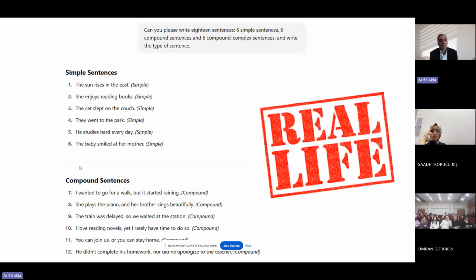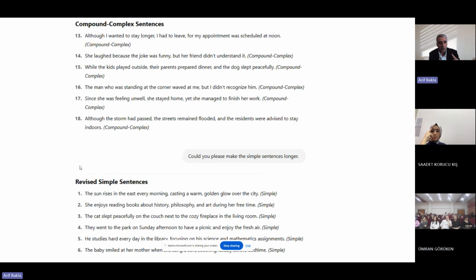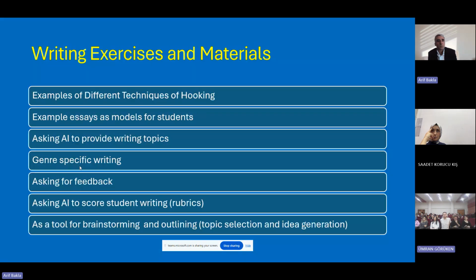Okay, we are done with grammar. Sentence types, for example, is another one. I use them. If you see the label real life, this means I use them in my classes. And writing exercises and materials. So you have to prepare exercises and materials for writing as well. And these are the possible ways of doing this.